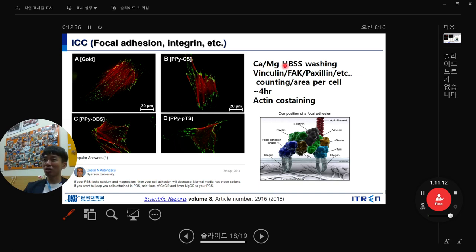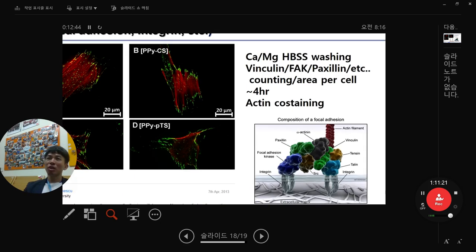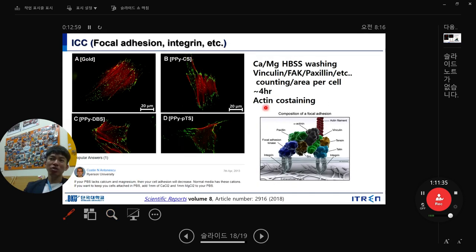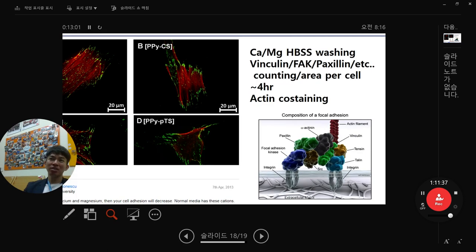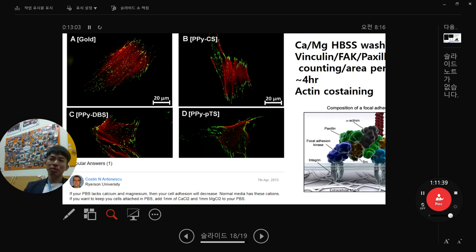HBSS incorporates calcium and magnesium, but normal PBS doesn't have this calcium and magnesium. They are lost. And then you can count the number of focal adhesions per area, or the area of focal adhesion per cell, within 4 hours. Focal adhesion is always very fast, within 4 hours or maximum 1 day. And then you can do actin co-staining like this, so you can have these beautiful images.